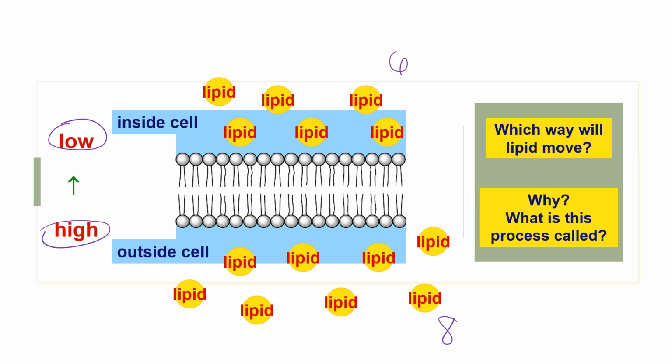Well, they're going to move from the outside to the inside. You can see the little arrow here. Because I have a higher concentration on the outside of my cell, it needs to move to where there's a lower concentration until we reach equilibrium. That process is called diffusion. And why does it happen? Well, because we're just following the second law of thermodynamics here.